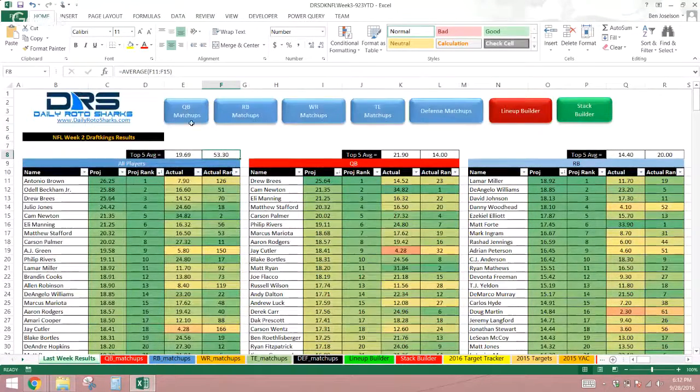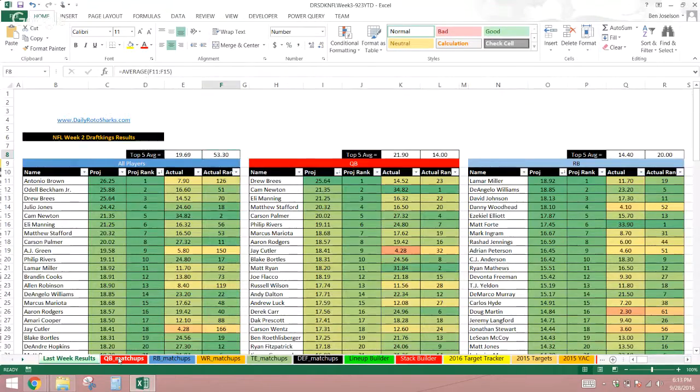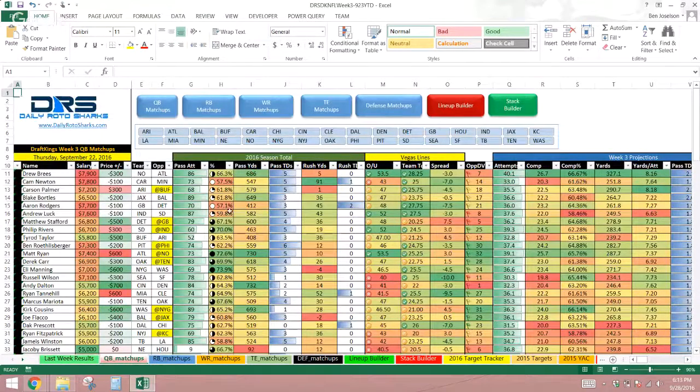So you can click on the buttons up here, which will bring you to each tab. But if for whatever reason you don't have these up here, like if your Excel is a little older or it doesn't have this slicer capability, you could just switch tabs by clicking down here. So this brings you to the quarterback page.